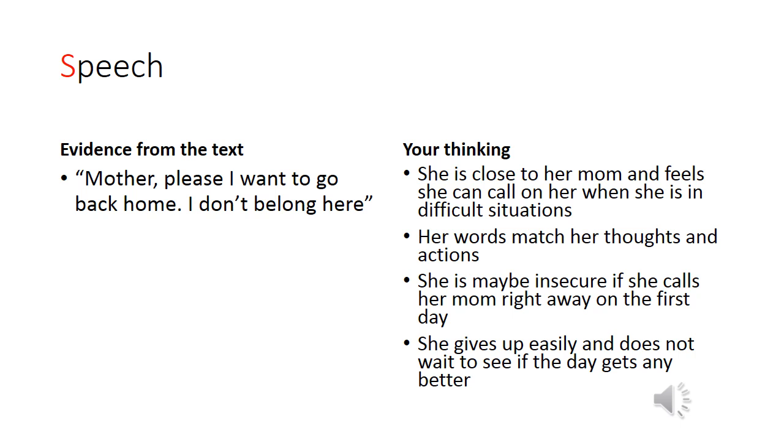Her words match her thoughts and her actions that we're finding out earlier in the text. Perhaps she's insecure because she can phone her mom right away on that very first day. Not every teenager would perhaps feel comfortable phoning their mom. And possibly she gives up easily and she doesn't wait to see if the day gets any better or if other people will treat her any differently.